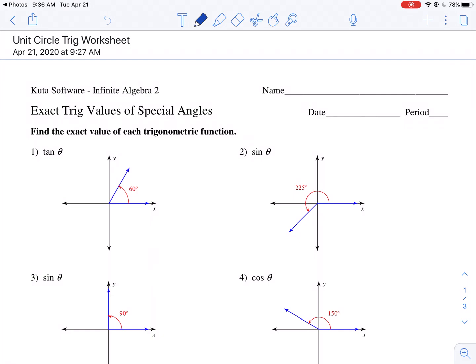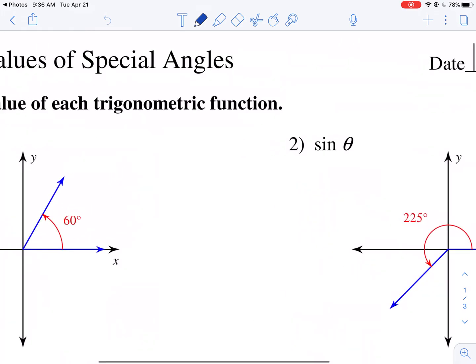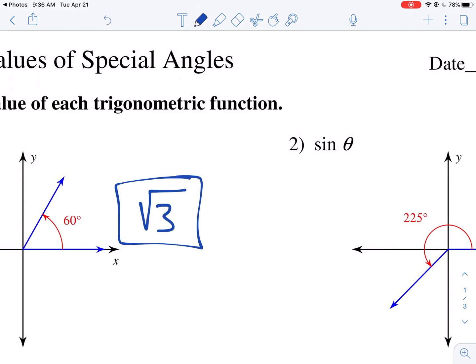For question number 1, it's asking tan of theta, and it's giving you the theta. It's telling you that your theta is 60 degrees here. It wants the tangent value. I'm going to go to my chart, and I see on my chart I have a 60-degree angle, and that chart tells me that the tangent for a 60-degree angle is just the square root of 3. This is my answer. That's all I need to do.